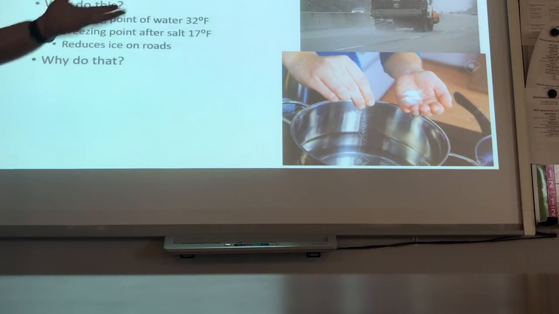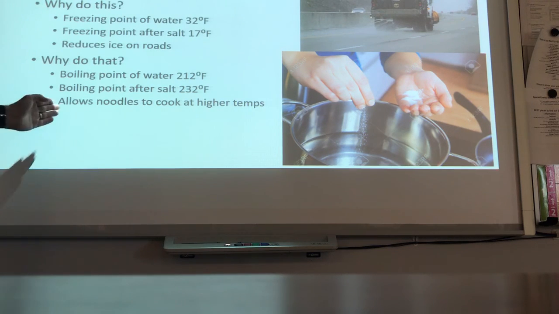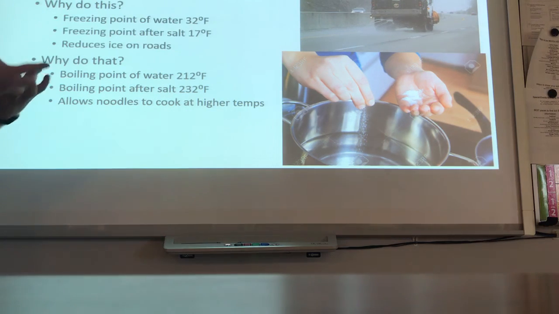Why do we put salt in a pot that we're getting ready to boil water? Well, the boiling point of water is 212 degrees Fahrenheit. Boiling after salt is 232 degrees Fahrenheit. This allows noodles to cook at higher temperatures, which doesn't allow them to stick or other things as much.